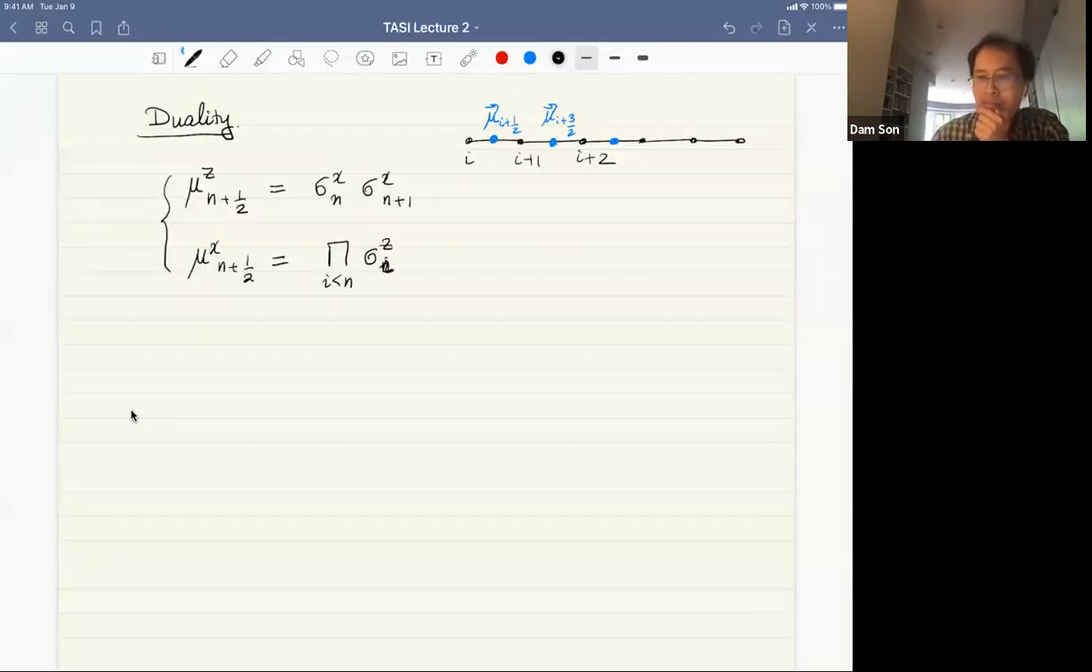So it is now an easy exercise to check that these mu satisfy what is needed for them to be the z and the x components of spins local at each site. Namely, you can check that mu x and mu z at the same site anti-commute. And they anti-commute only when the two sites are the same. The operators would commute otherwise. And they square to one. All this can be checked.